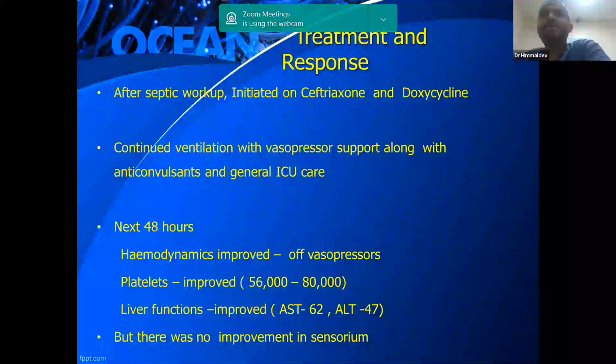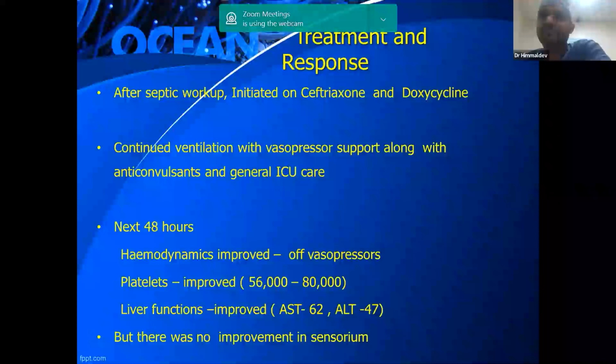We continued with ventilation and vasopressor support, and since he had also had convulsions, he had to start an anticonvulsant. So after starting all these with general good ICU care, which involves all your fast-track maneuvers, a good feeding protocol, enteral nutrition was started immediately, and good analgesia and sedation because he's on a ventilator.